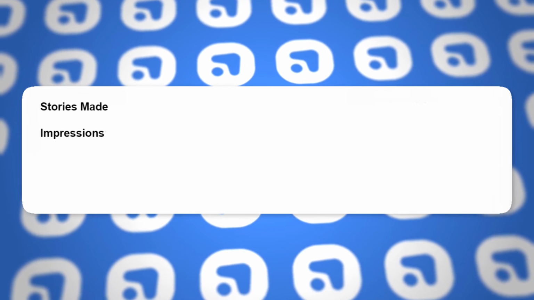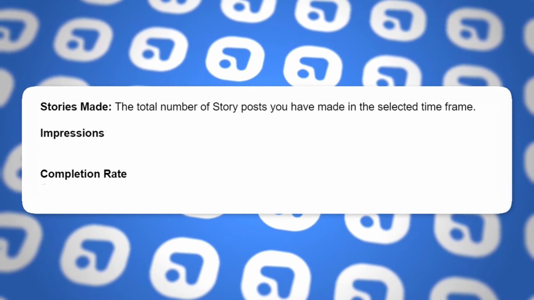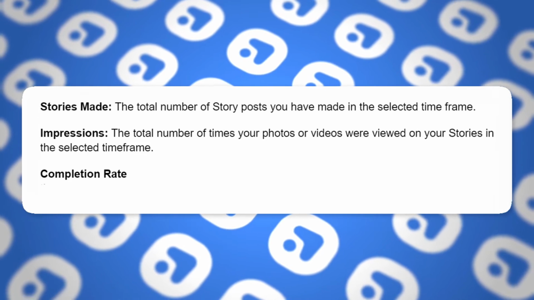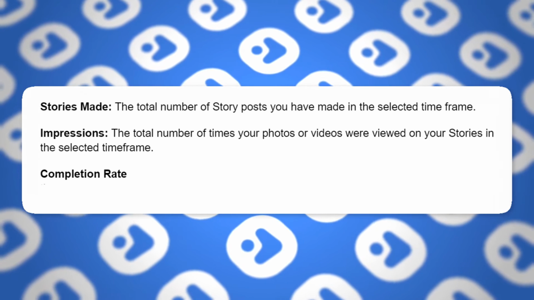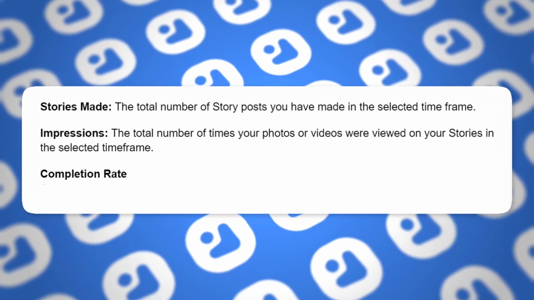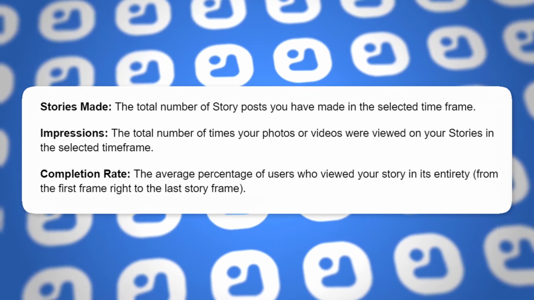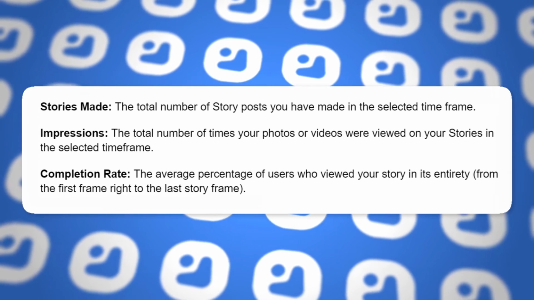And the next set of metrics is story metrics, and Flick actually does allow you to capture this super important data as well. So within story metrics, you're going to find stories made, impressions, as well as completion rate. And stories made is the total number of story posts that you have made in a selected time frame. Impressions is the total number of times your photos or videos were viewed on your stories in a selected time frame. And completion rate is the average percentage of users who viewed your story in its entirety, from the first frame right to the last story frame.